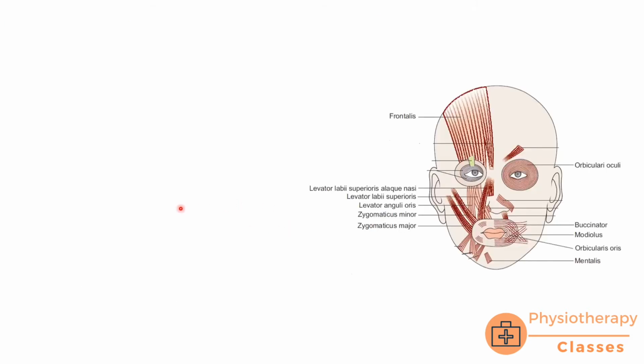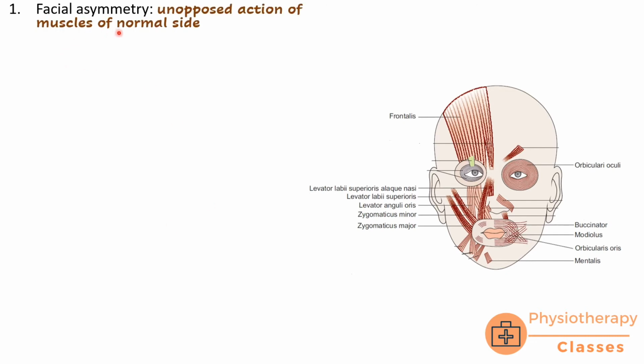Now let us see which muscles are responsible for some of these signs. So here we can see some muscles. Let us look at this. First is facial asymmetry. Why is it there? As I've already told you, on the normal side, the muscles will not be opposed. They will be able to contract. So the whole face appears as if it is pulled towards the normal side.